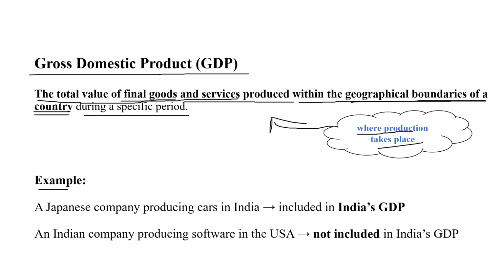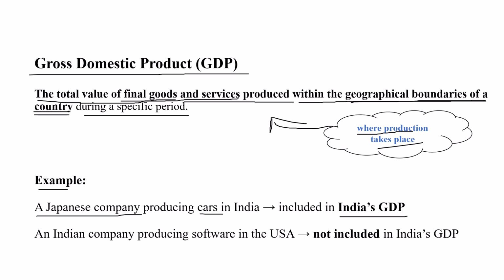For example, you can see a Japanese company producing cars in India is included in India's GDP, not in Japanese GDP, because the Japanese company is producing cars in India, within India. Therefore, the value of producing those cars is considered in the Indian GDP, not in Japanese GDP.